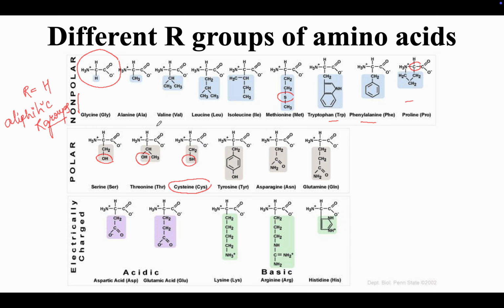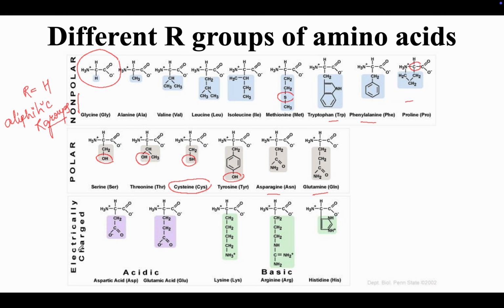And in polar amino acids, we have an aromatic amino acid, which is tyrosine. Its structure is similar to phenylalanine, but we have a hydroxyl group attached here. Similarly, other polar amino acids are asparagine and glutamine.